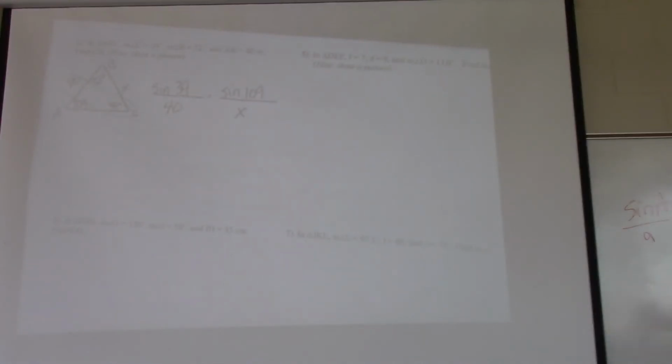Now again, how do I solve proportions? Somebody said it earlier. Cross multiply and divide. So let's do it. Look what I got here. I got 40 sine of that. So 40 sine 109 equals x sine 39. Please be careful not to write it as sine of 39x or sine of 109 times 40, because your calculator will multiply 109 times 40. We don't want that, okay?